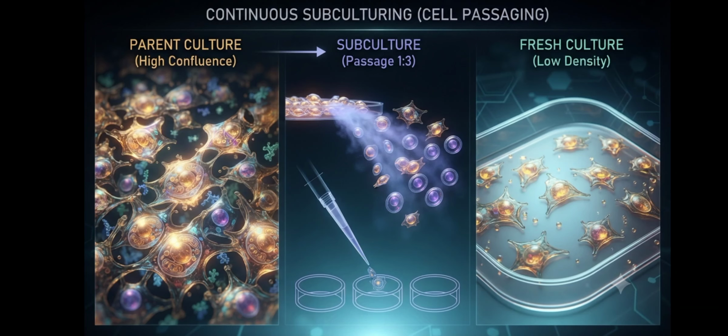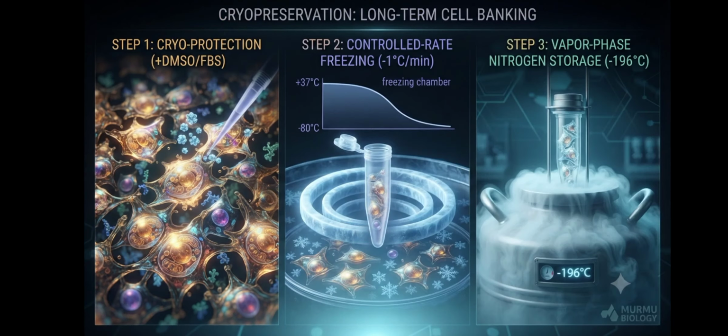So continuous subculturing means the continuous subculture from the parent cell to the next generation for research purposes, that is, cell passing from one generation to the next generation. Subculturing gives an opportunity for the cell to go from one generation to the next generation, isn't it?